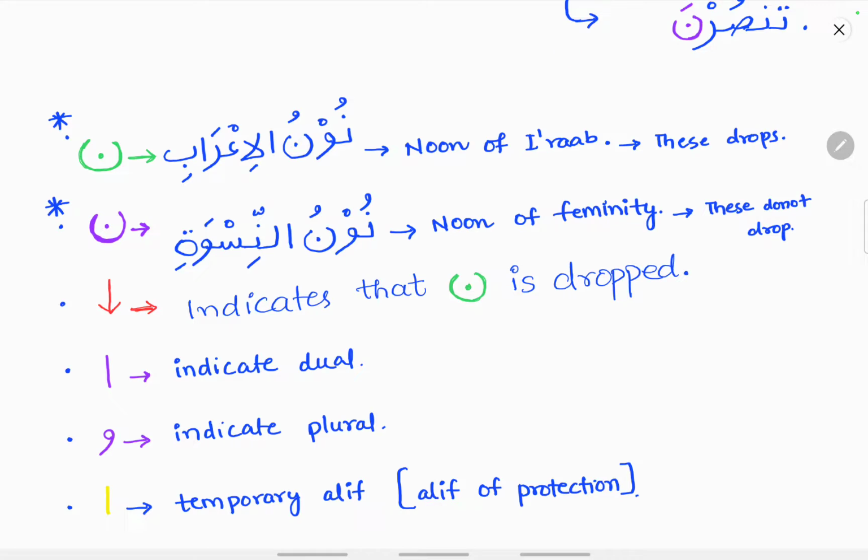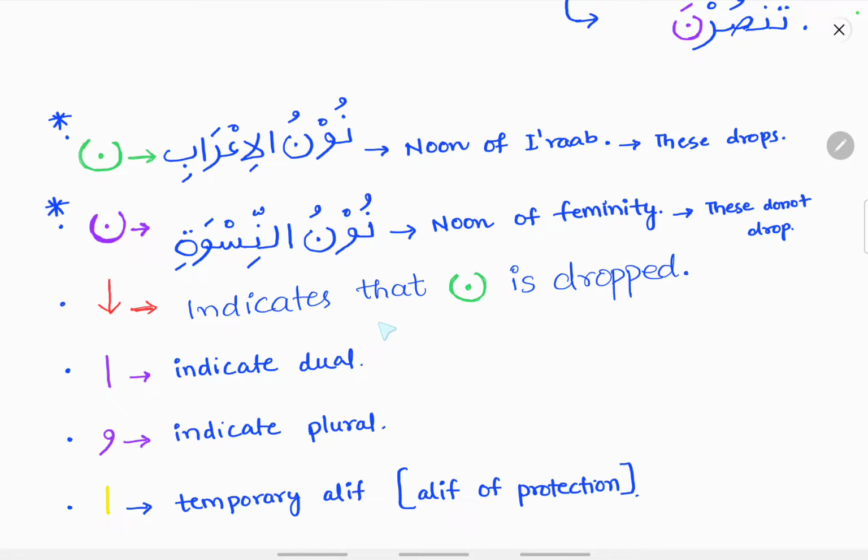As shown earlier, you can see the green noon is known as Noonul Arab, that is the noon of Arab. These noons drop, okay, this noon drops, and you have seen the pink noon here, so it is known as Noonun Niswati, the noon of femininity, and this noon does not drop, okay, this noon does not drop. That you will come to know in the conjugation of a verb.